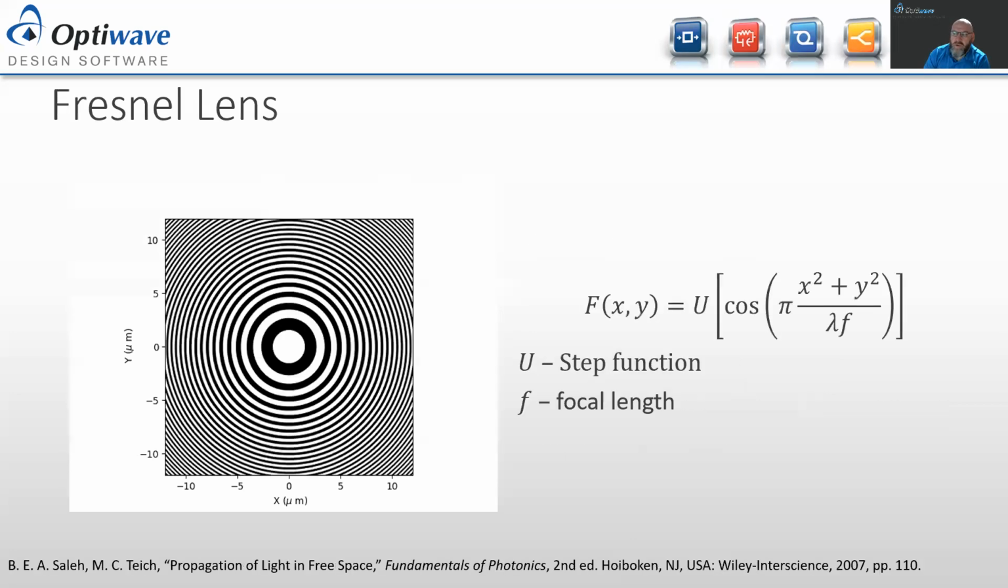The reference we're going to use is the Fresnel zone plate, or the Fresnel lens. And this is a lens that is designed based on the given expression here, which is a function of X, Y, the source wavelength, and the focus length. This goes into a cosine function, and then we apply a step function to the cosine. Anything above 0 is 1, anything below 0 is a 0.